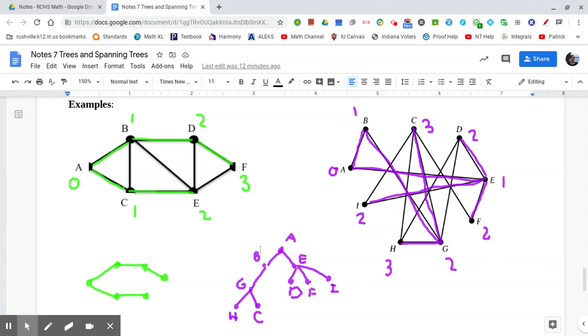All right, so that was 1, 2, 3, 4, 5, 6, 7, 8, 9 vertices, which means my number of edges was 1, 2, 3, 4, 5, 6, 7, 8. All right, and that is your vocab, your notes for trees, as well as spanning trees.